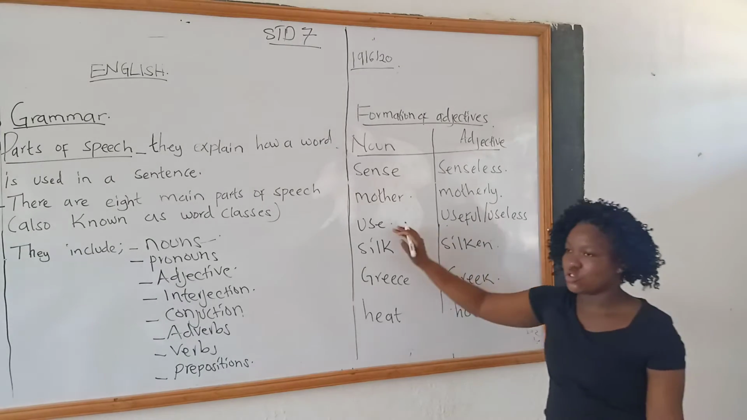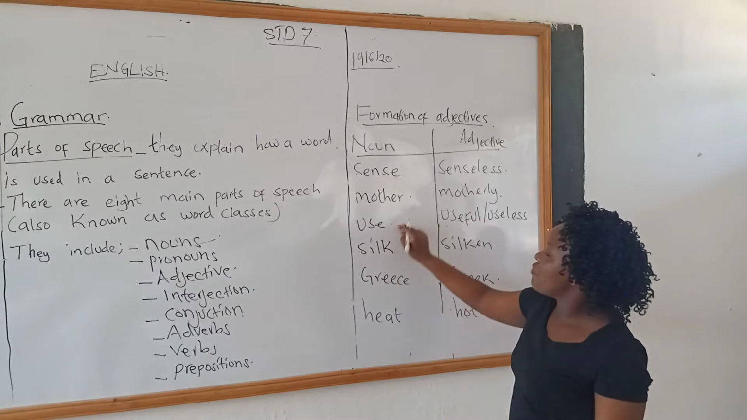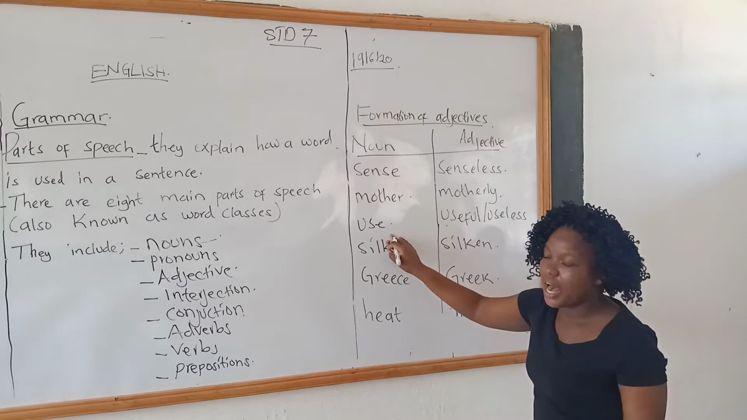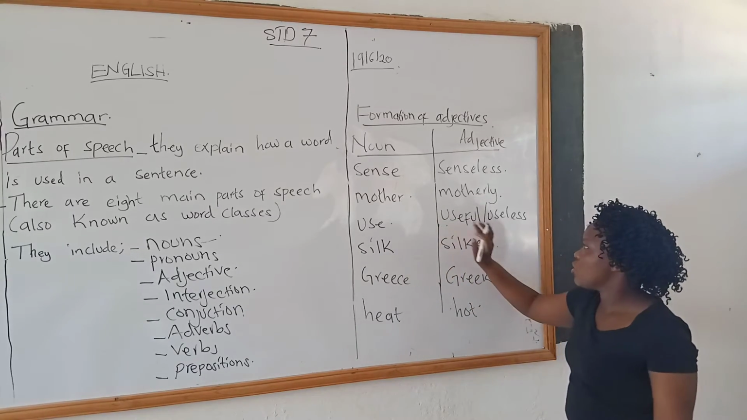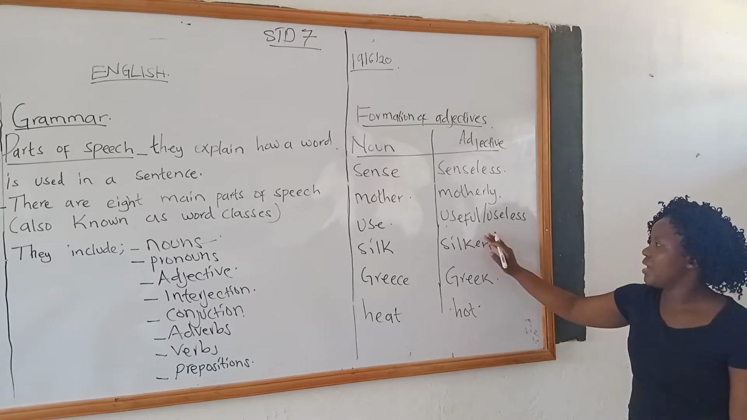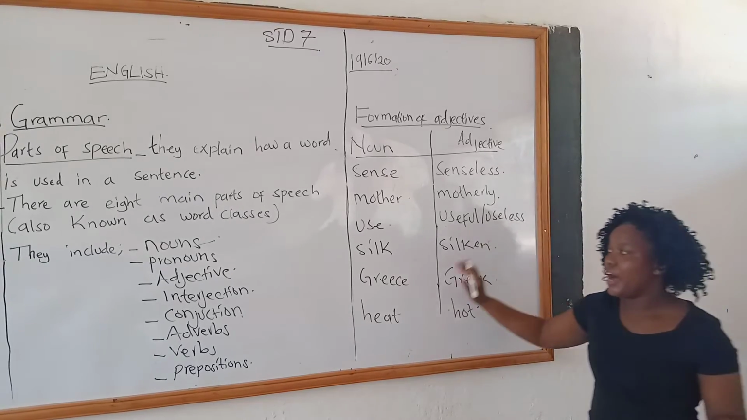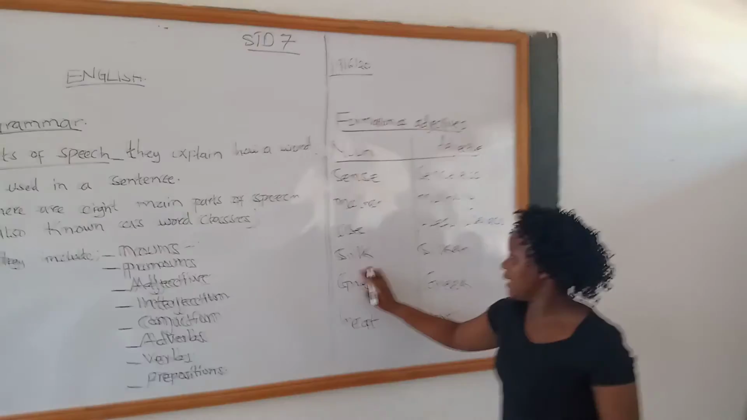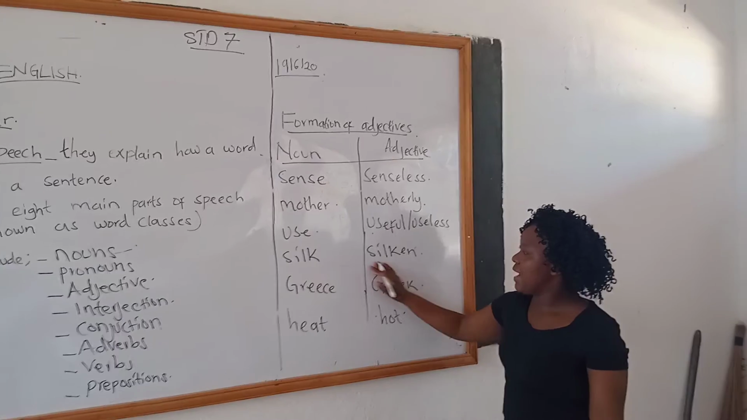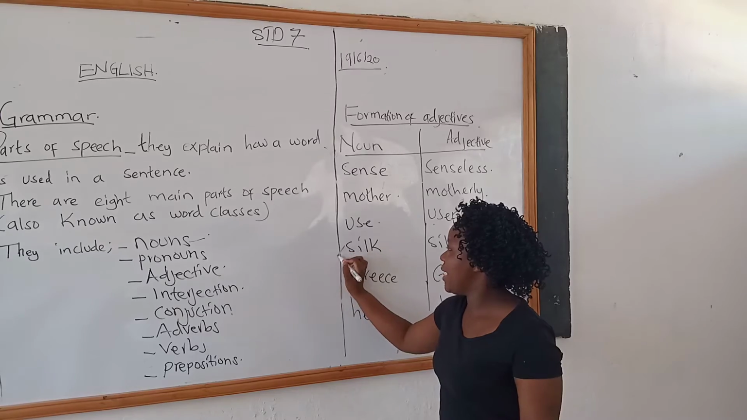Then we have use. What is use, learners? You all know the meaning of the word. So from this word use, we can form the adjective. We can describe it, and when we describe it, it becomes useful, or it can also be useless. So here we have two, either useful or useless. Then we have silk. Silk is a noun. Now when we form it, it becomes silken. Then you will go and find out the word silk.